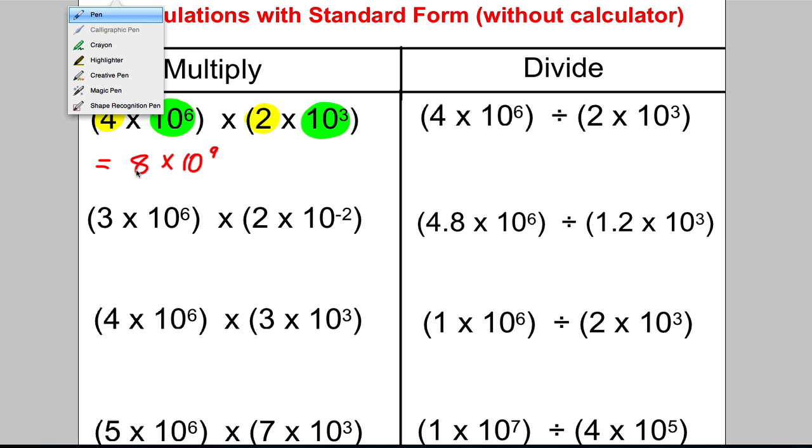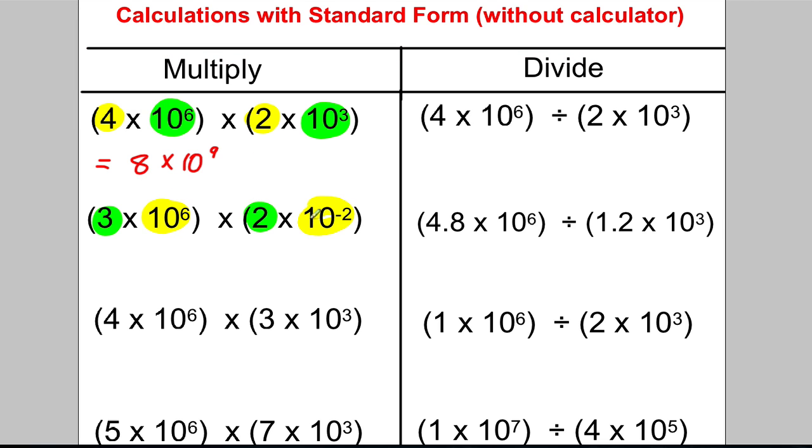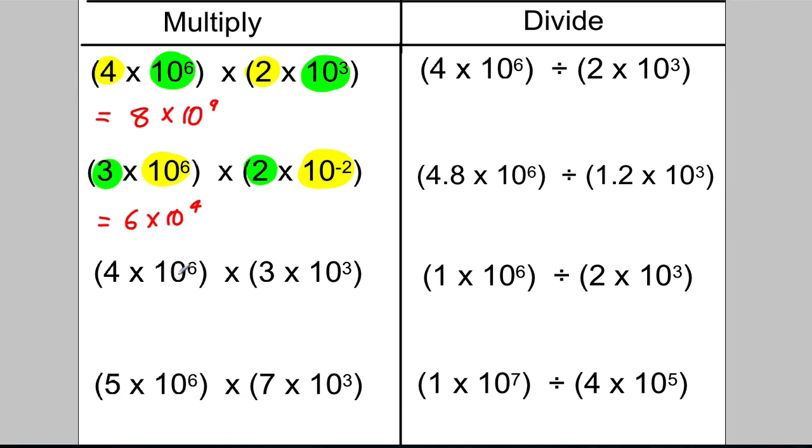Same thing this one here. 3 multiplied by the 2 and 10 to the 6 multiplied by 10 to the negative 2. So 3 multiplied by 2 is 6. 10 to the 6 multiplied by 10 to the negative 2. Well, 6 add negative 2 is like 6 take away 2, which is 4. So multiplied by 10 to the 4. And that number's in standard form.